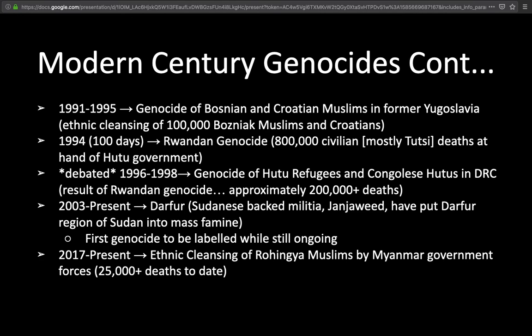And then the most recent, and it's in the process of being declared a genocide through the UN. In 2017, Myanmar, or Burma, as some people know it, began the ethnic cleansing of Rohingya Muslims. And it was a government-perpetrated genocide. And to date, in the last 2.5 years or so, there have been over 25,000 deaths, predominantly happening in displaced persons camps or refugee camps.